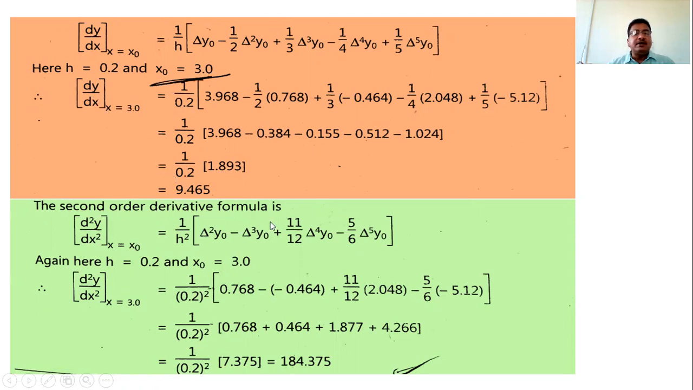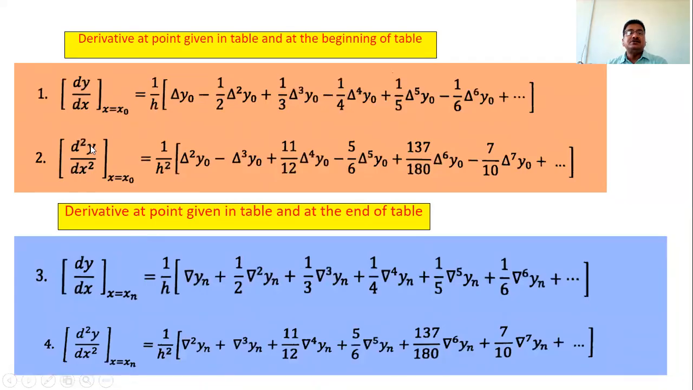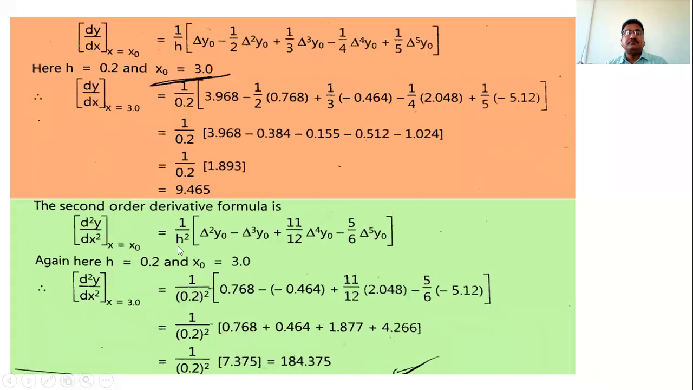Then the second order derivative at the first point. So first write the derivative formula for the second order derivative. D square y by dx square at x equal to x naught. That is this formula, and write up to this term. Write up to the terms of order difference fifth. So what are the terms? 1 by h square [delta square y naught minus delta cube y naught plus 11 by 12 delta raised to 4 y naught minus 5 by 6 delta raised to 5 y naught].